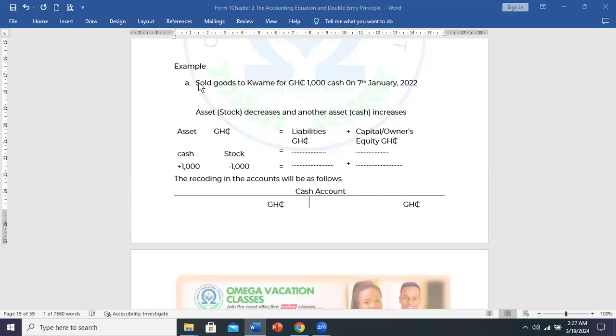Example A, sold goods to Kwan for 4,000 Ghana cedis cash on 7 January 2022.